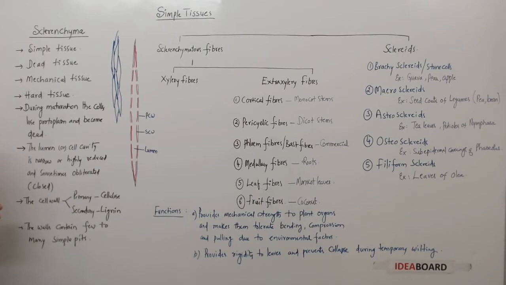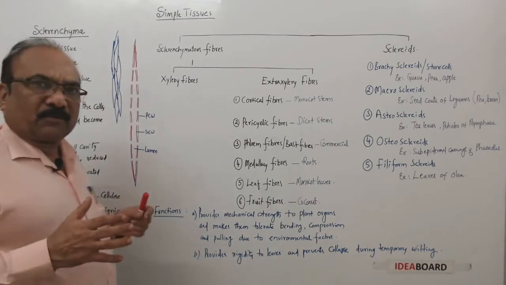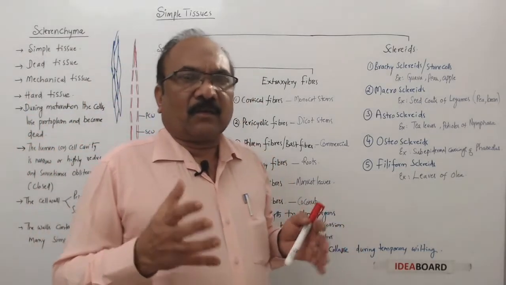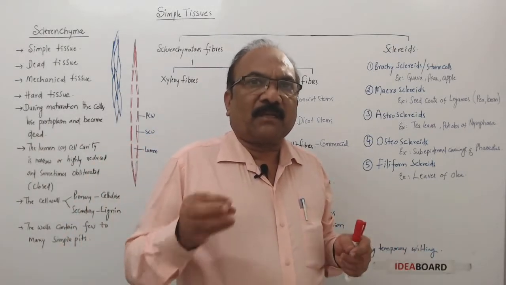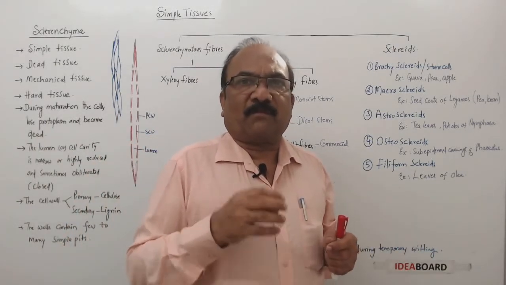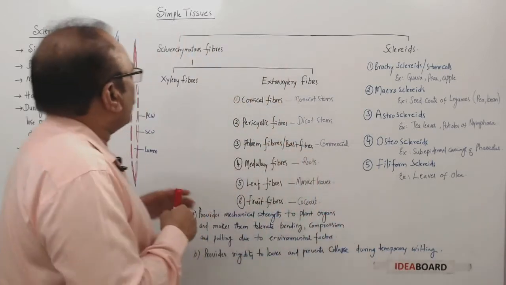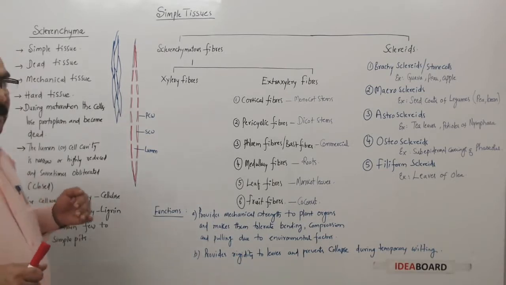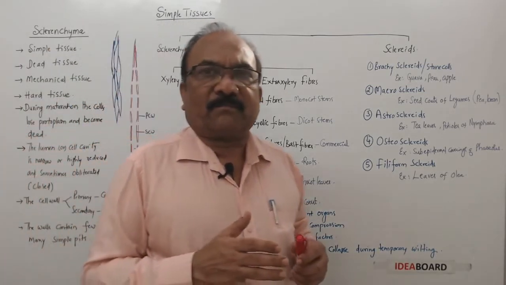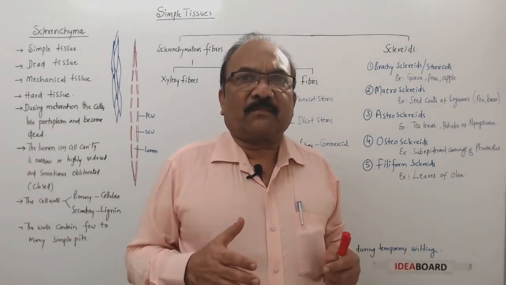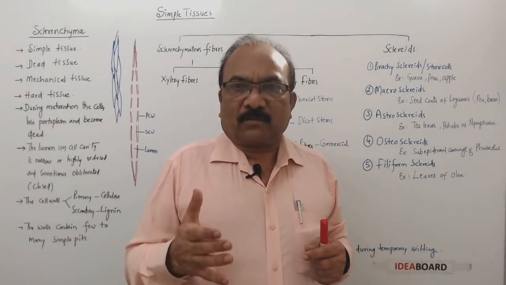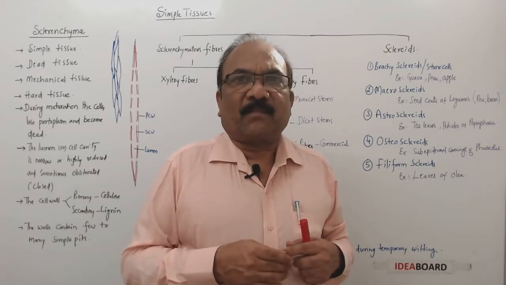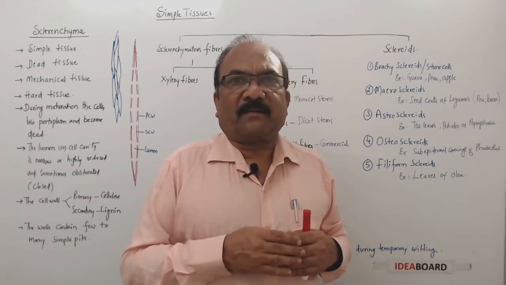What are simple tissues? The simple tissues are a group of similar cells performing a common function. So it is a group of similar cells performing a common function, and it is a dead tissue. Dead tissue means what? Actually, a living cell will contain protoplasm, but here you won't find any protoplasm during maturation. So it loses that protoplasm, and as a result the cells become dead.